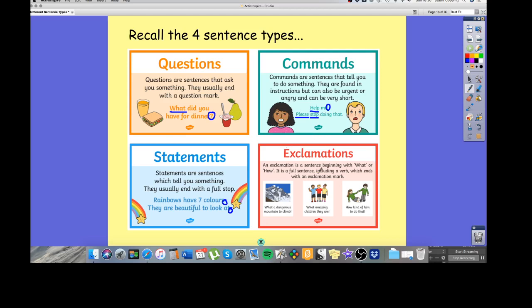And then finally, exclamations. An exclamation is a sentence beginning with what or how. It is a full sentence which ends with an exclamation mark. So, what a dangerous mountain to climb. There's our what. There's our exclamation mark. What amazing children they are. There's our what and our exclamation mark. How kind of him to do that. How, an exclamation mark. Okay, so that's a quick recap on all the 4 different sentence types.